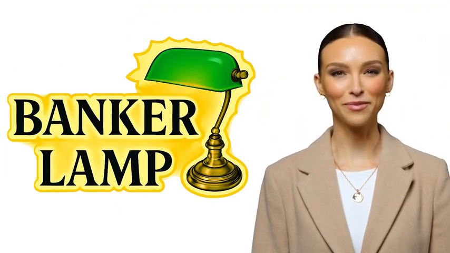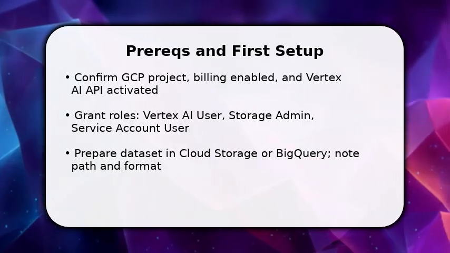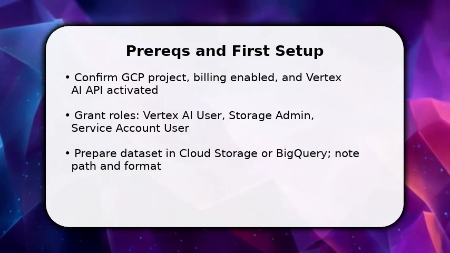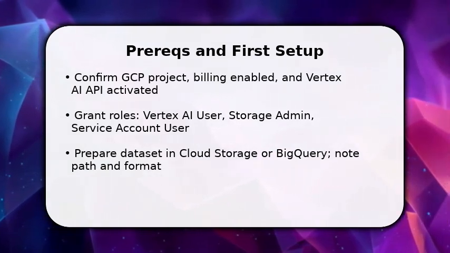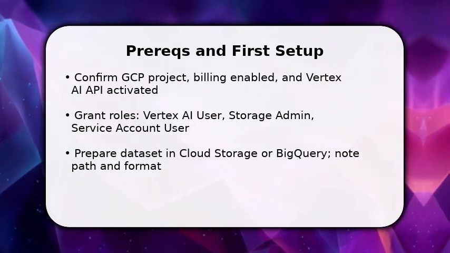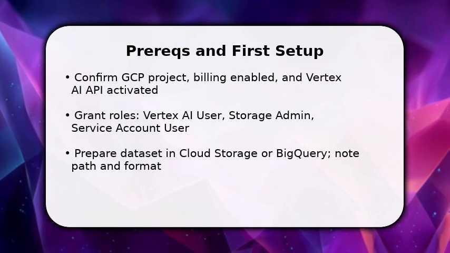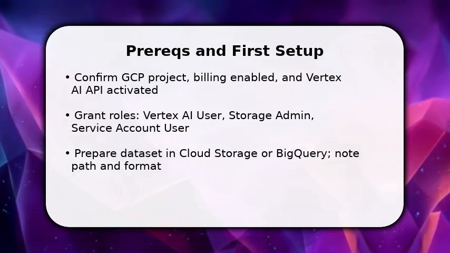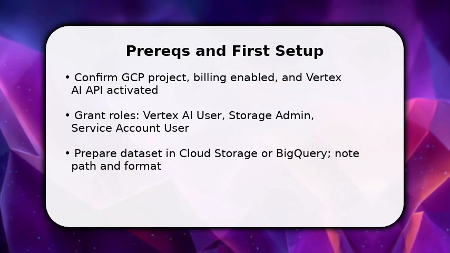Please enjoy the video. You start by verifying the essentials: a GCP project with billing, Vertex AI API enabled, and a service account with Vertex and storage roles. Once done, upload or point to your dataset in cloud storage or BigQuery and note the exact path.